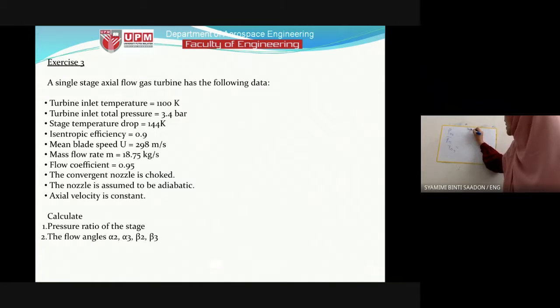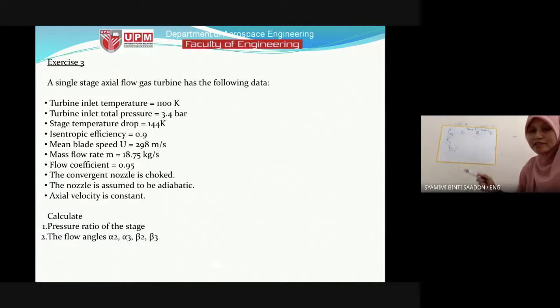For a turbine, we have stator 1, rotor 1. So this is point 1, this is point 2, and this is point 3. The turbine temperature 1100 is at this point. Since 1 and 2 are the inlet and outlet of the stator, and the stator doesn't move, the rotor is the one moving. So the total temperature T1 and T2 is the same: T total 1100 is the same as T total 2.